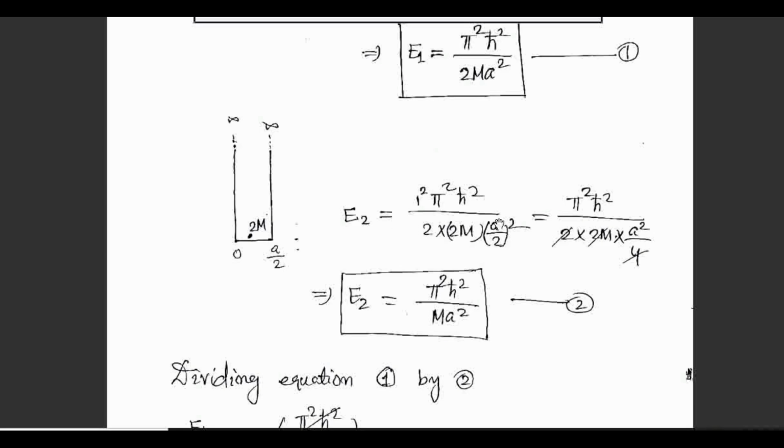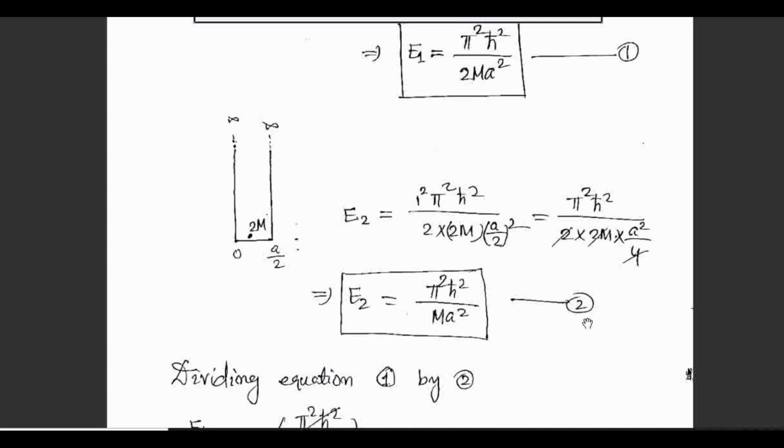Now if you put this condition here, instead of capital M, replace this with 2M, and in the place of a you have to put a by 2. After putting this and neglecting whatever you can neglect, the 2 can be cancelled with this 4, because a by 2 squared gives a 4 in the denominator. So after solving, you will get pi square h square by capital M a square.